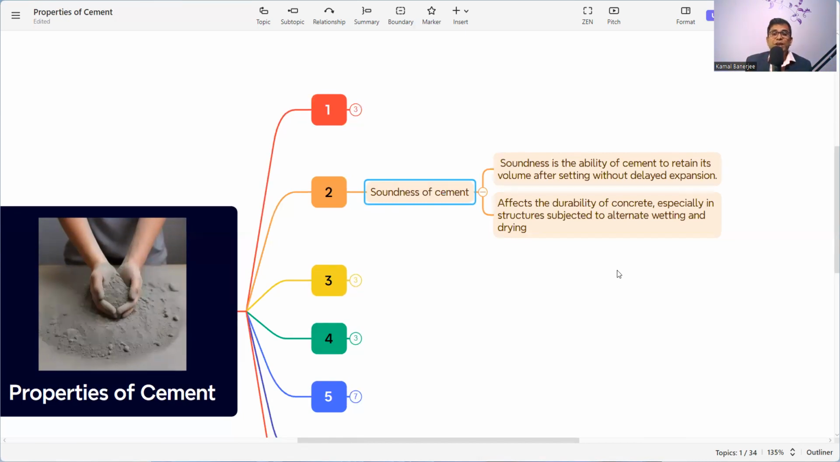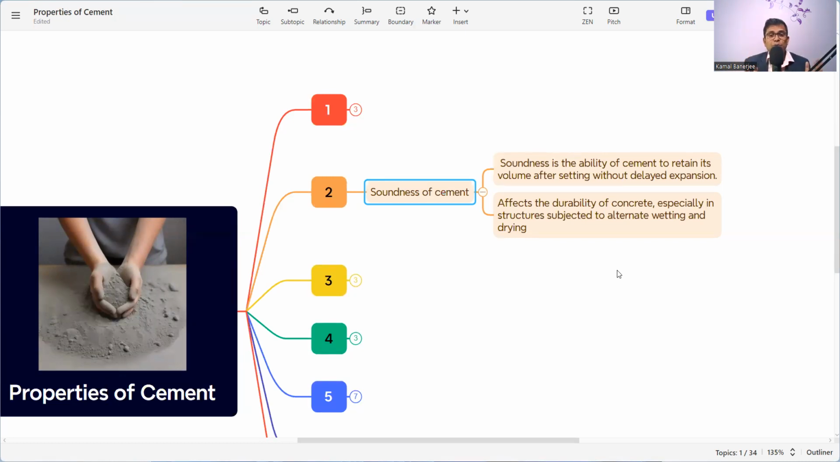So we need to check the soundness of the cement also. It is a very essential property, same as fineness. We need to understand the soundness of the cement to get the proper kind of concrete. It affects the durability of concrete, especially in structures subject to alternate wetting and drying. So it is a long-term effect. If the cement is unsound, then the volume will expand, there will be cracks, voids will appear, and it will affect the durability.